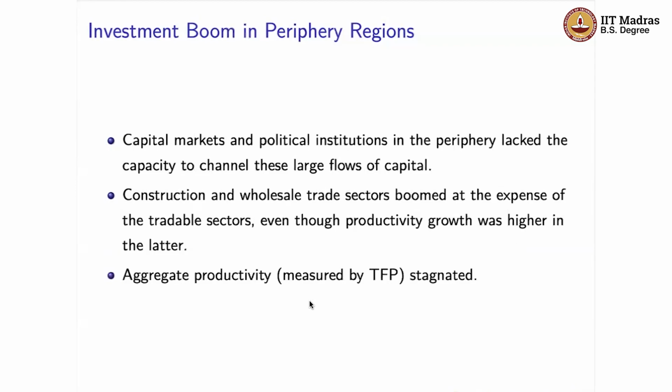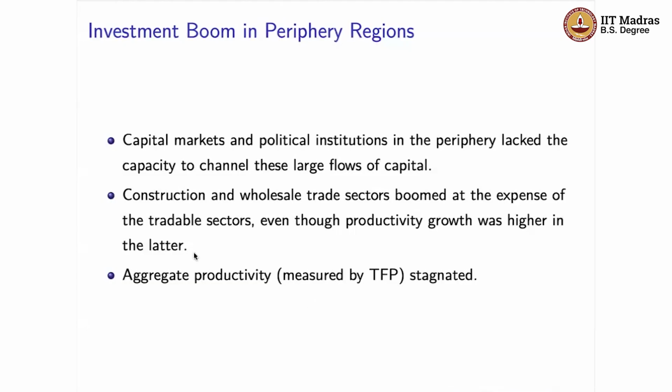Now, the problem was, as we have discussed, that the capital markets and political institutions in these periphery countries lacked the capacity to channel these large flows of capital. So even though money was coming in, whether the money was going to the right places was the question, right? In particular, construction and wholesale trade sectors boomed at the expense of the tradable sectors, even though productivity growth was higher in the latter sectors. By tradable sectors, think about goods that you are producing that can be exported.